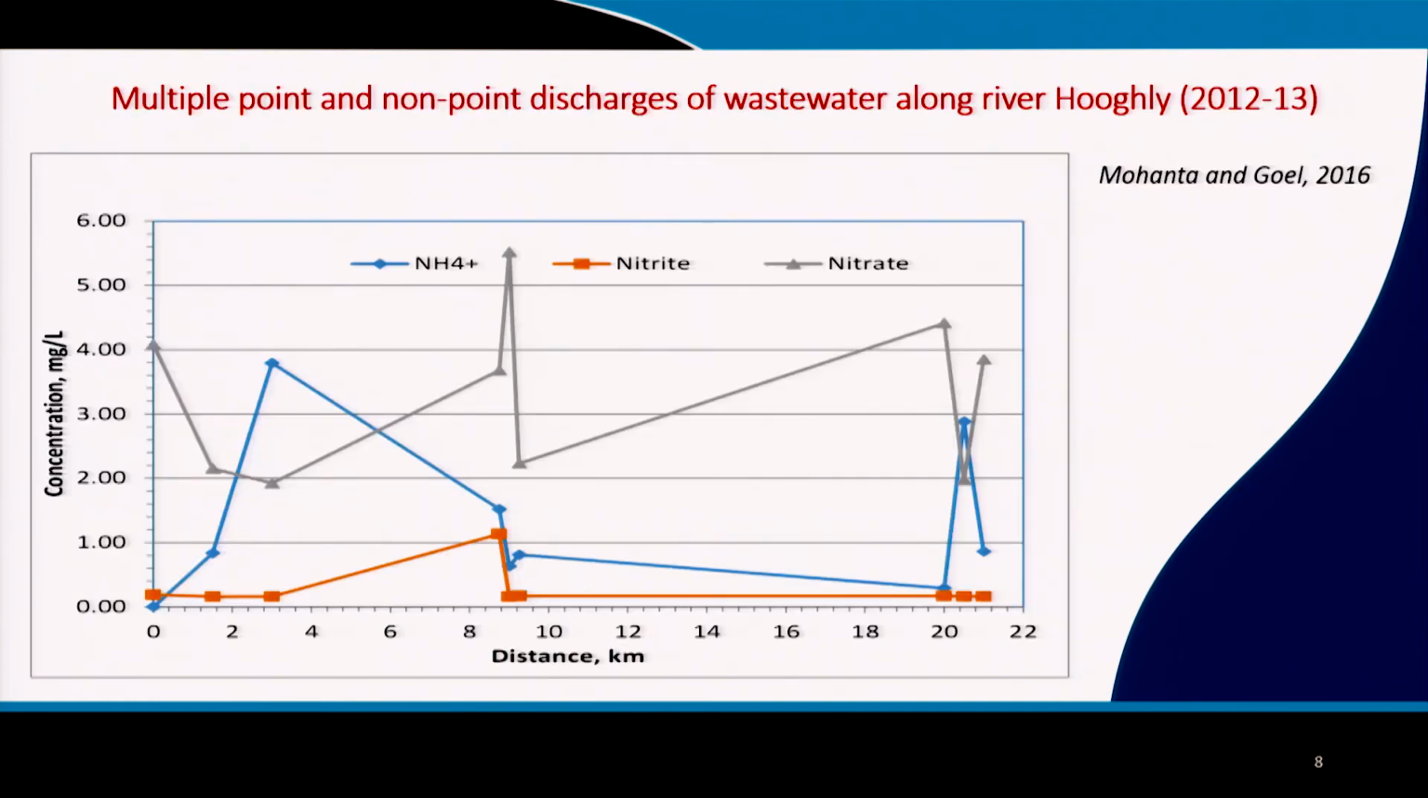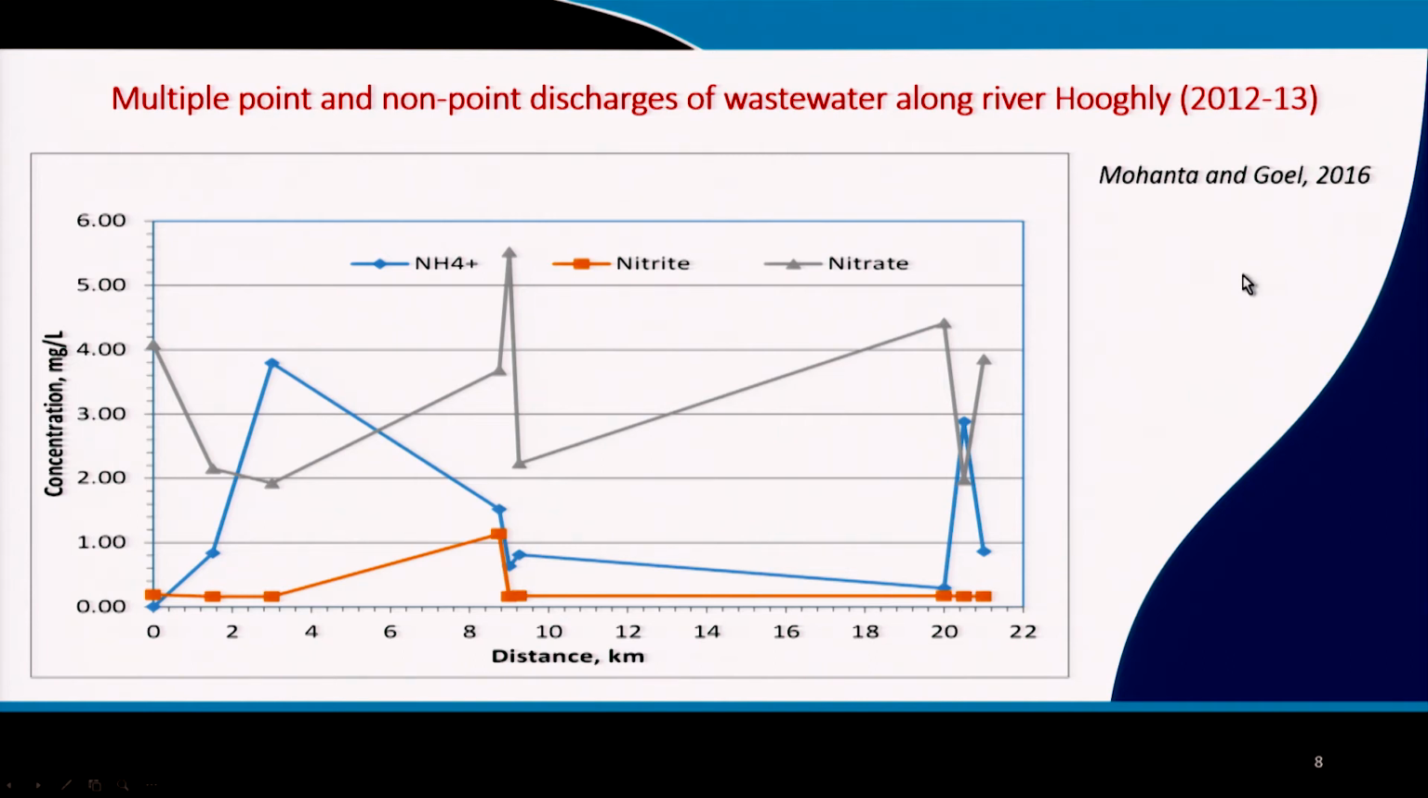Let me also show you what happens in an actual situation. The previous slide was about a hypothetical situation, just to illustrate this conversion of organic nitrogen to nitrate with a series of intermediate nitrogen species. This is actual data from a project that we did, and here what you see is the concentration of the three major nitrogen species: ammonium ion, nitrite and nitrate, along the river Hooghly. This data was collected in 2012-13.